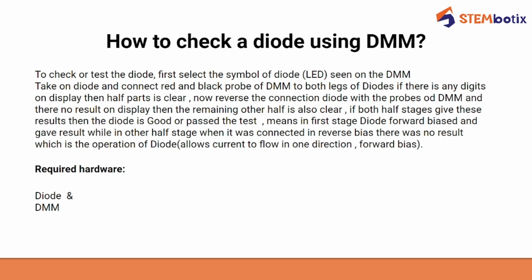What does a diode do? Basically a diode allows current to flow only in one direction, and it blocks the current in the other direction. It allows current to flow whenever it is in forward bias, and in reverse bias it blocks the current. So when you connect the diode the first time, if it is giving a result, then you can say half part is clear. But when you reverse the connection and you are not getting output, then joining both the stages, your diode performance is good.